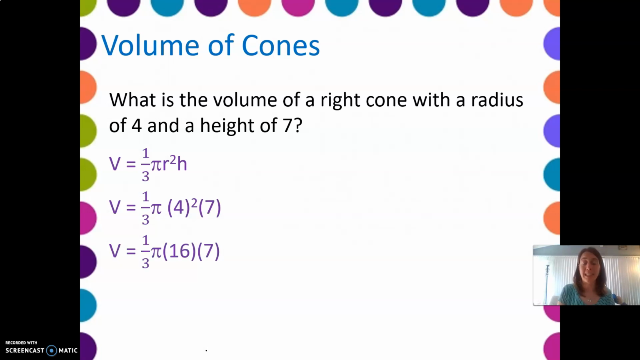Now, if I multiply 16 times 7 together and then try to divide by 3, or even in any order, it's not going to come out evenly. So what I want you to do on this kind of answer is go ahead and leave it as a fraction. So I wrote it as 112 over 3. That's the fraction that I would have. 16 times 7 is 112. And then the 1/3 gave me the over 3, pi again, as our final answer.